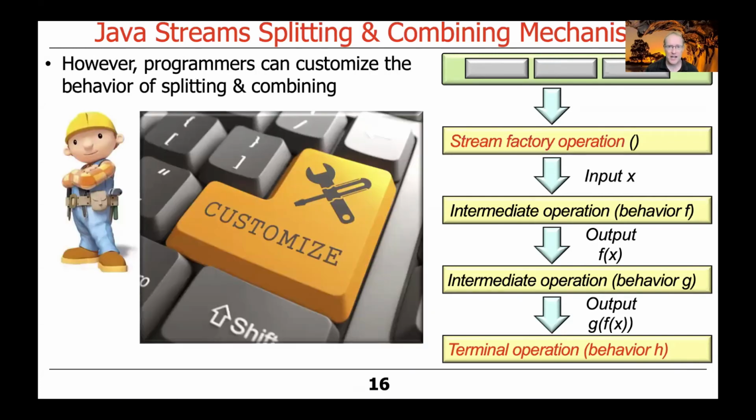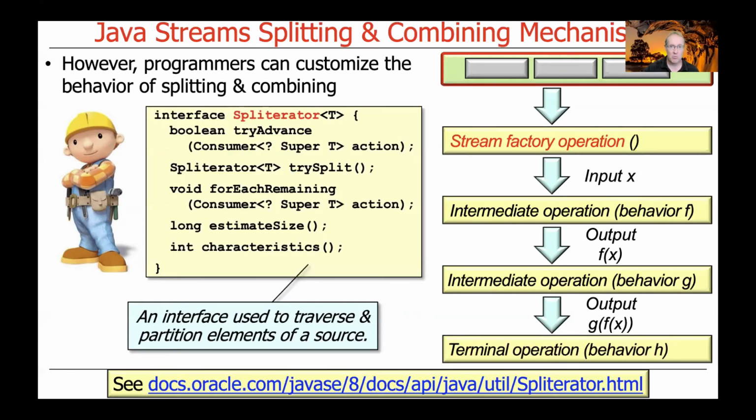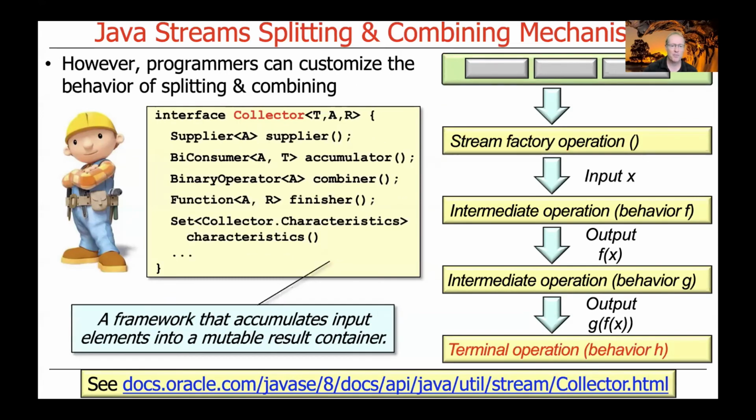Now, all this stuff comes out of the box. For the vast majority of use cases, you can use what you get. But the cool part is you can also come along if and when you need to and customize these behaviors to perform user-defined splitting and combining. How is that possible, you might ask? Well, it turns out that there's a Spliterator interface that's defined, and you've now had a chance to implement some of the methods in it. This interface is used to traverse and partition the elements of a source of data. As we saw, there's tryAdvance, trySplit, and some other methods as well.